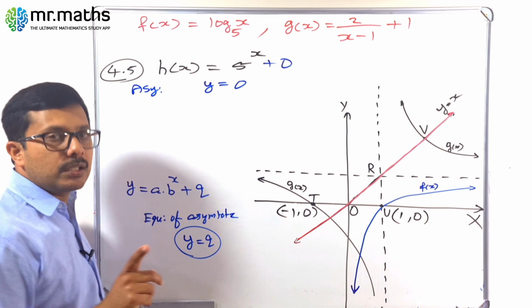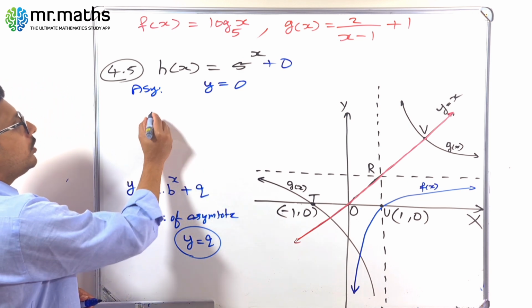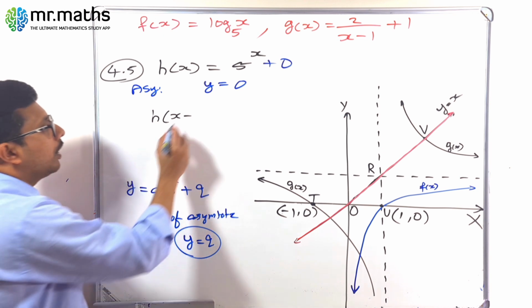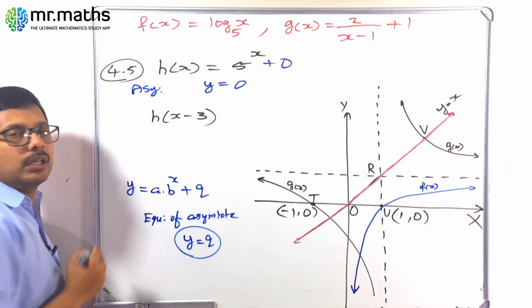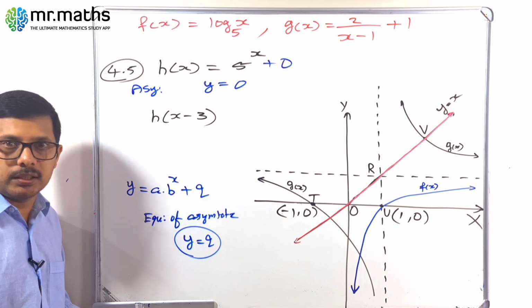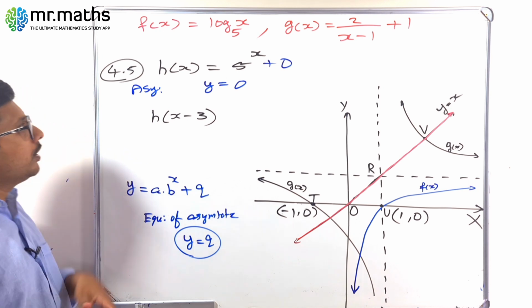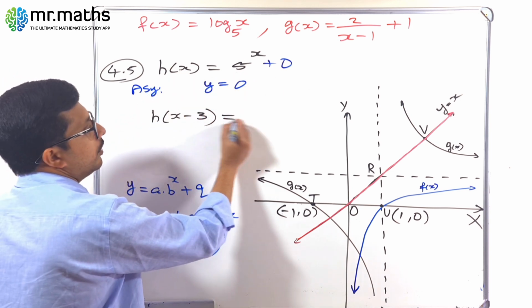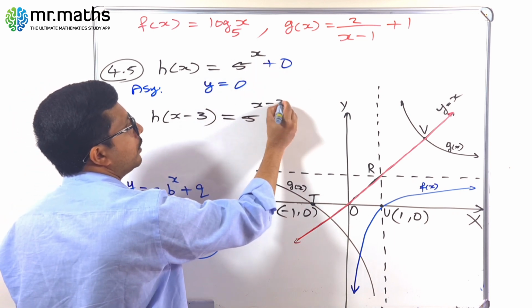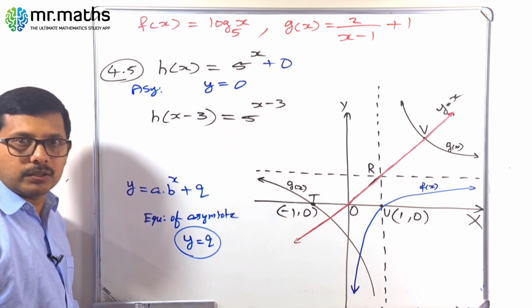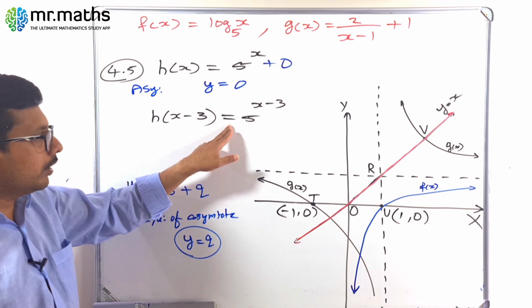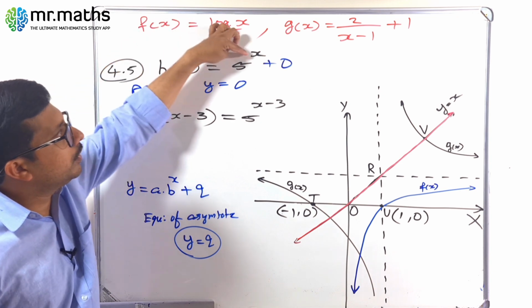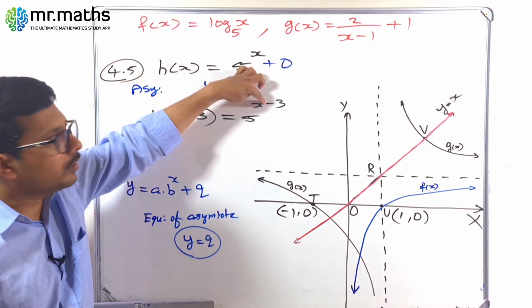But our question is, what is the equation of the asymptote of h of x minus 3? So what is this h of x minus 3? Instead of x, they wrote x minus 3. So here also, instead of that x, you are supposed to write x minus 3. You understand? Okay, so for h of x minus 3, the equation is 5 raised to x minus 3. When it is x here, here also x. When it is x minus 3 here, here also x minus 3.